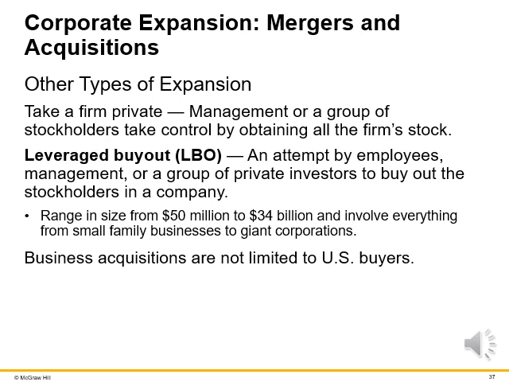A leveraged buyout, or LBO, is an attempt by employees, management, or a group of private investors to buy out the stockholders in a company, primarily by borrowing the necessary funds. The employees, managers, or investors now become the owners of the firm. LBOs have ranged in size from $50 million to $34 billion and have involved everything from small family businesses to giant corporations like Hertz Company or Toys R Us.